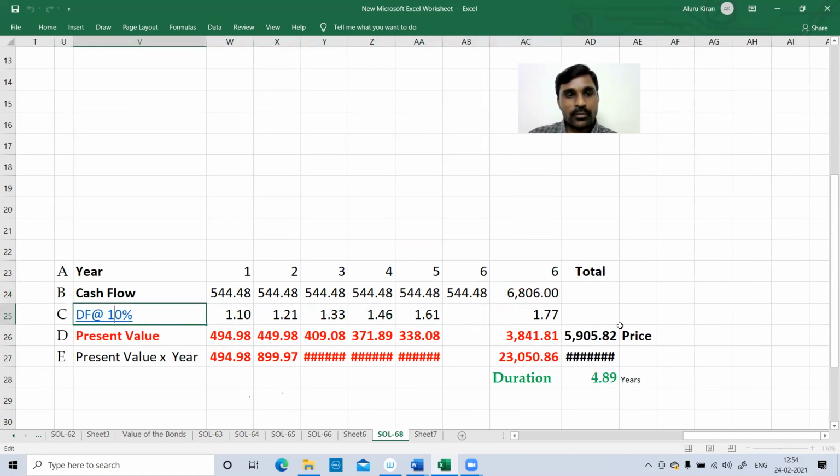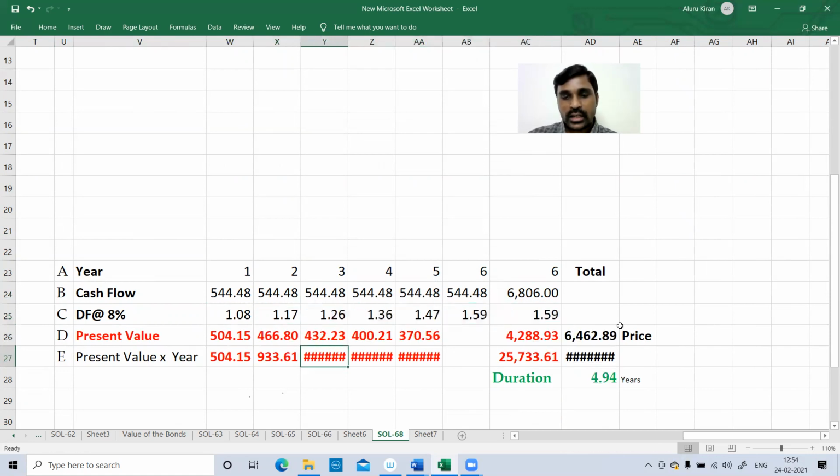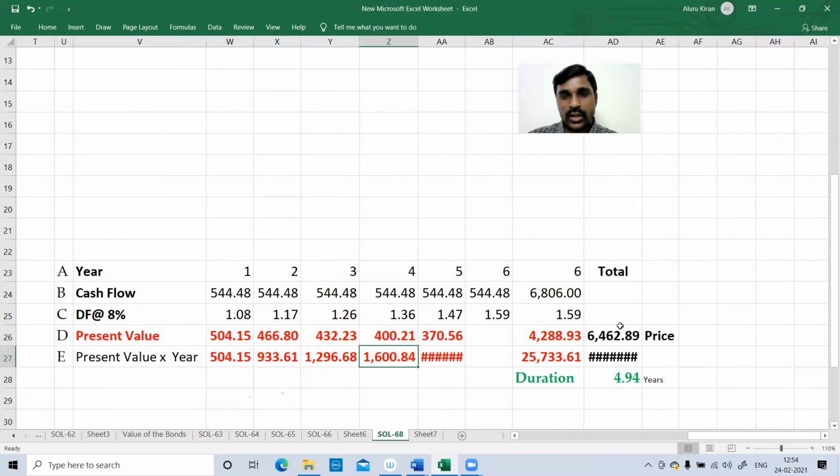The discount factor at the rate of 8% is 1.08. I'm just calculating the duration of the bond, so that's why I'm using the same format. You know how to calculate the duration.